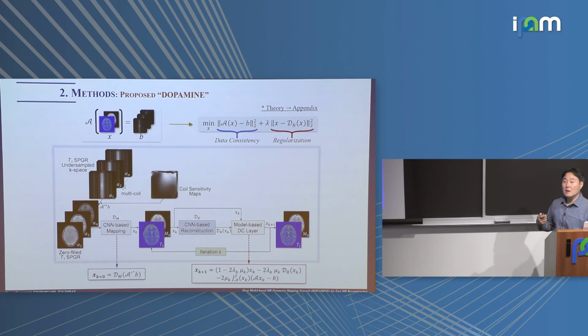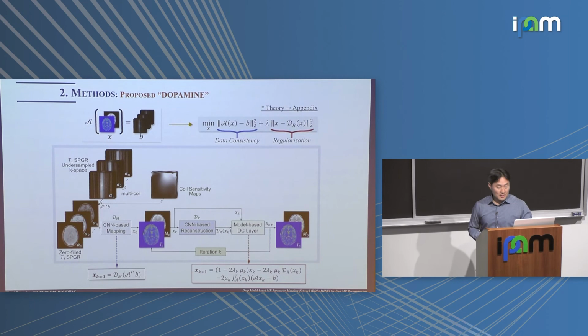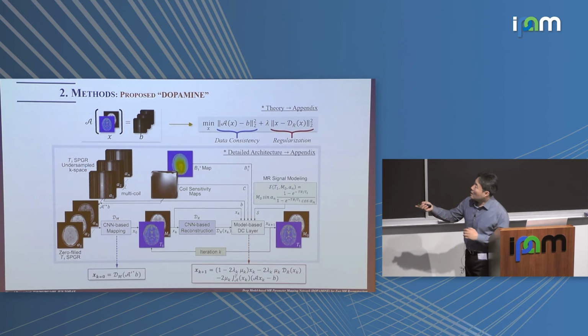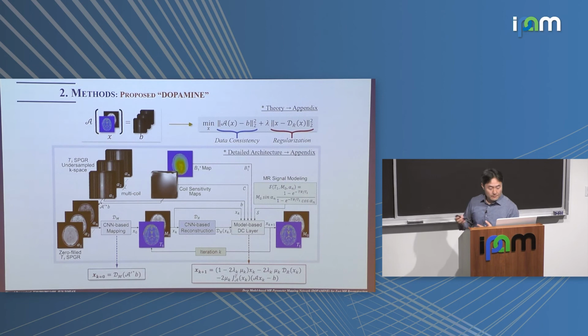It's very hard to do that because all the procedures are very complicated. So what we did is we developed a model-based layer. That means after we estimate this T1 and M0 parameter map, we take all these coil sensitivity maps and the undersampled data, and also some additional information about the B1 inhomogeneity map, to produce the right parametric maps.